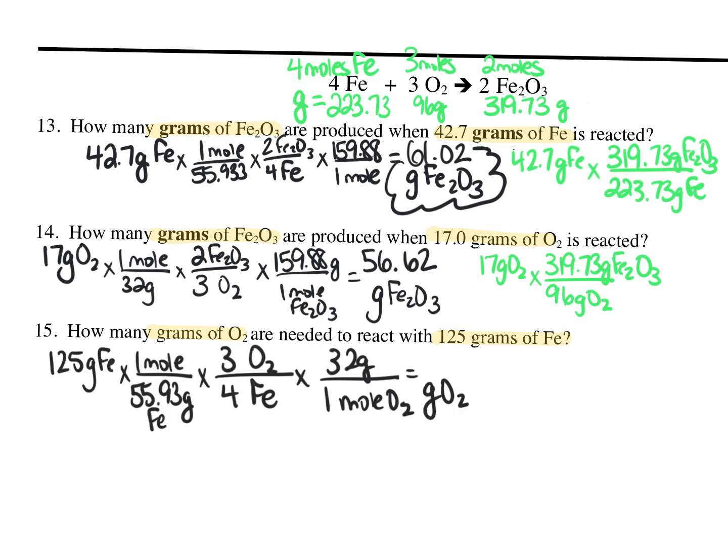My last one, I'm given grams of iron, so I'm going to convert that to moles. The molar mass of iron is 55.93. Then I don't want moles of iron, so moles of iron goes on the bottom. I want to get to oxygen, so moles of oxygen goes on the top from our balanced equation. Now that I'm in oxygen, I'm going to use the molar mass of oxygen to find out how many grams of oxygen would be made.